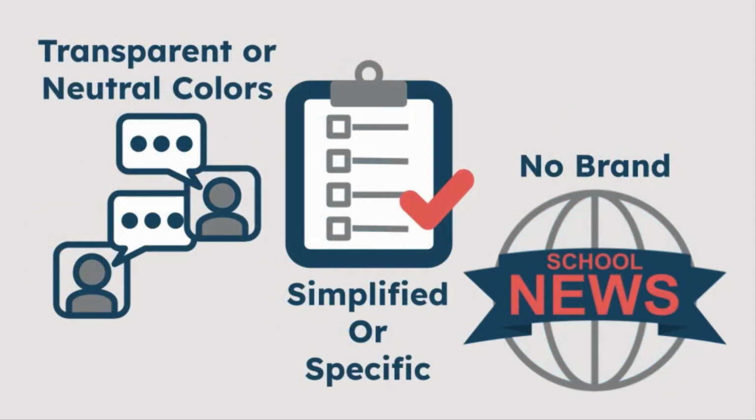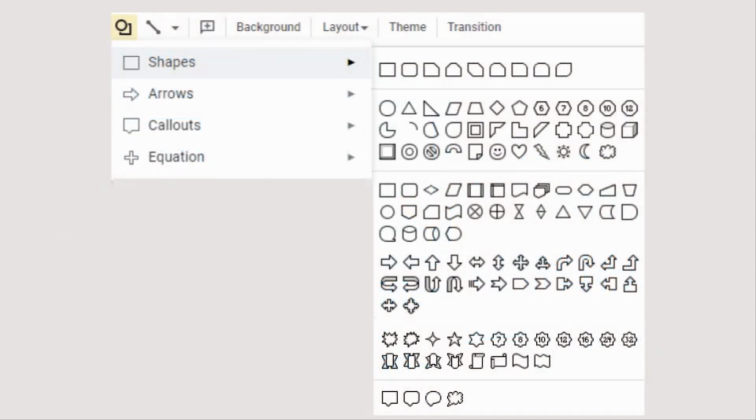Maybe we need our image to have a certain color palette, want something specifically depicted, or not branded. Let's take a look at just how easy this is. Once we have that blank canvas, a clean Google Slide or Google Drawing, we can get started by adding shapes.